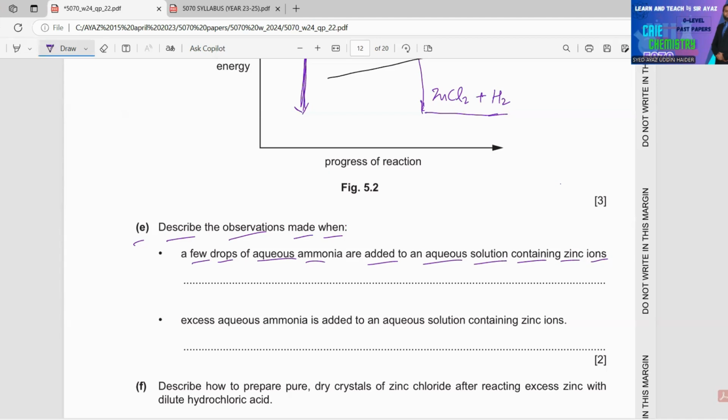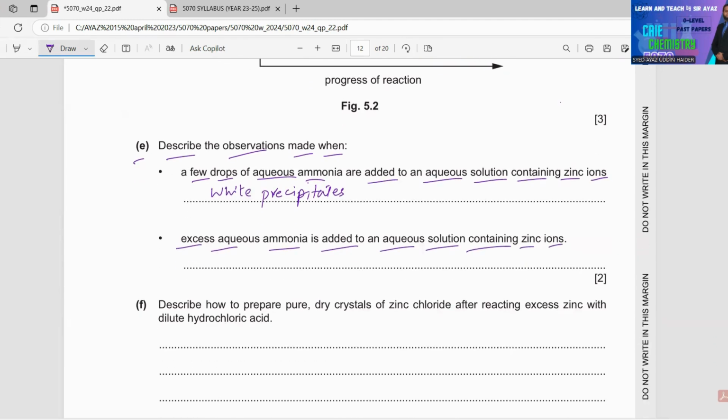So I will write down white precipitates. And in excess aqueous ammonia, when excess aqueous ammonia is added to an aqueous solution containing zinc ions, what will happen? It will dissolve or soluble to form colorless solution.